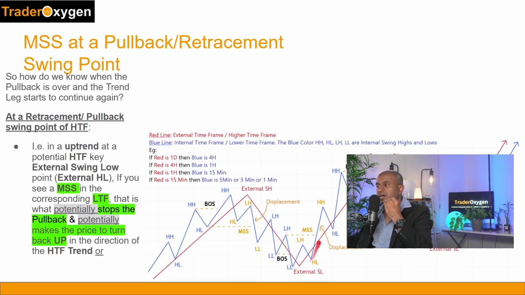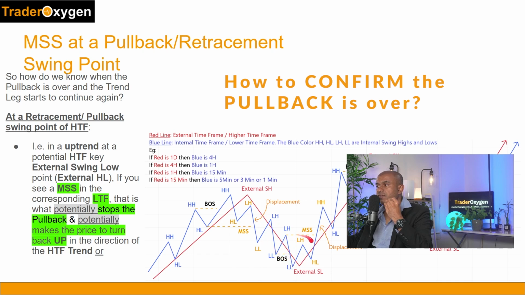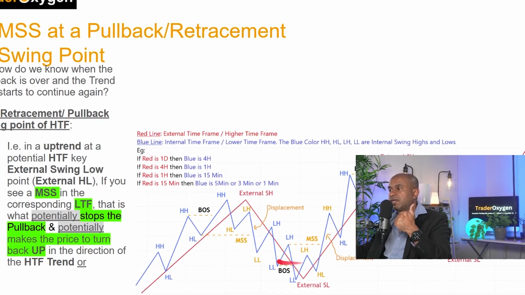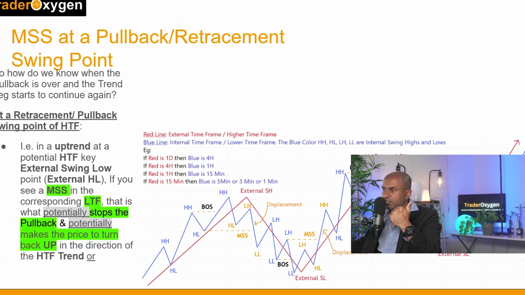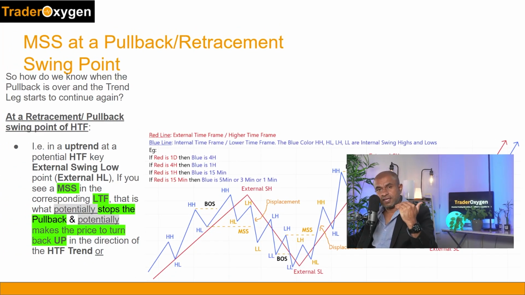The answer is we confirm that the pullback is over when we see a market structure shift in the lower time frame. If this is your daily, the red color one, and you go to the 4-hour and see the market structure shift happening during the pullback, that is what potentially confirms the pullback is over. So after that, you can start buying in these locations. Okay, let's see what's next.